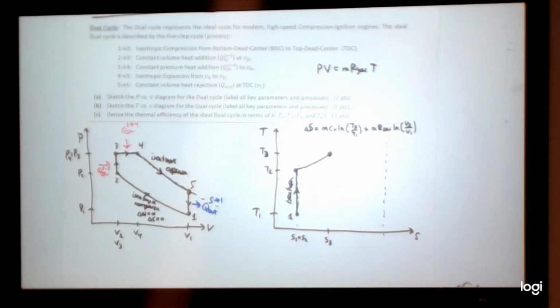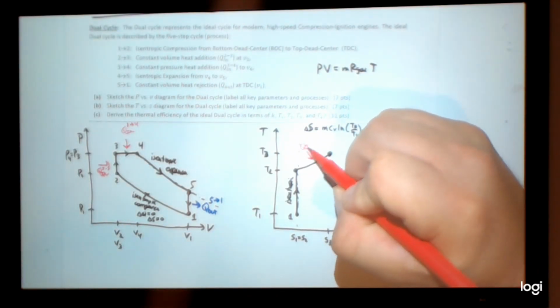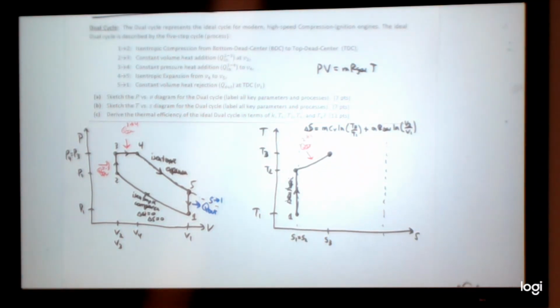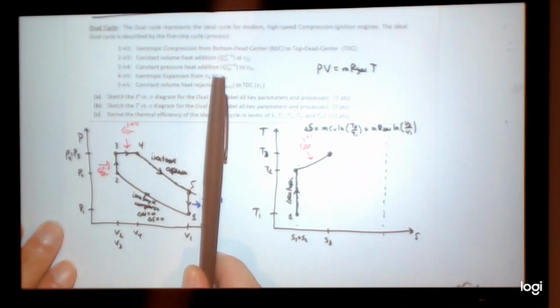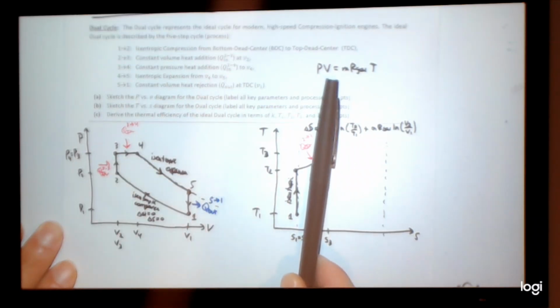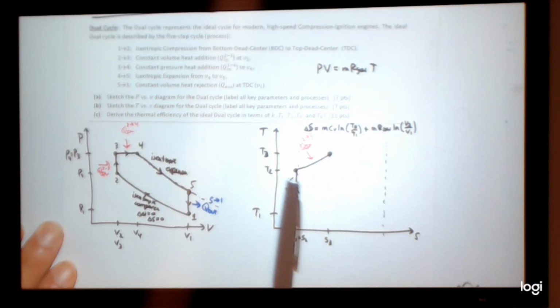And put in my arrow of Q in 2 to 3. And then I have another constant pressure heat addition. Well, in this case, V went up at constant pressure, T went up. So again, I have an increase in T, but the slope will look a little bit different.